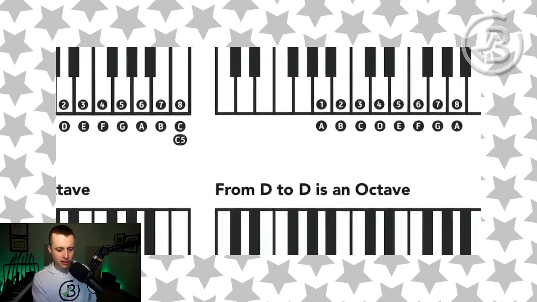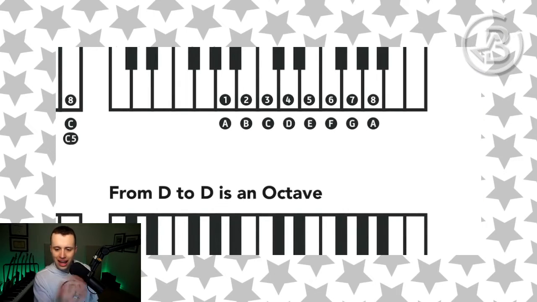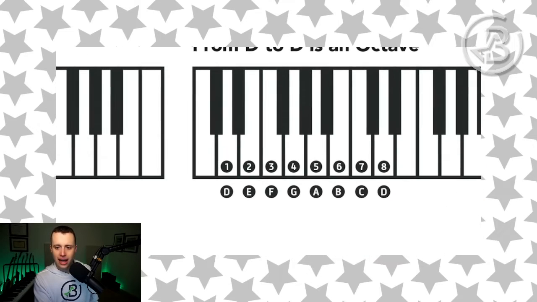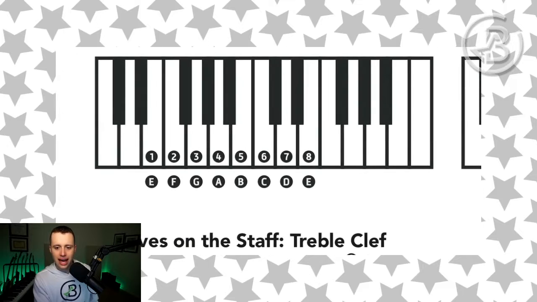It's still an octave. We can see the same thing here: 8 notes between A and A, 8 notes between D and D, 8 notes between E and E. So now that we've seen the pattern on the piano, let's actually look at what octaves are like when we write them with notation on the staff.